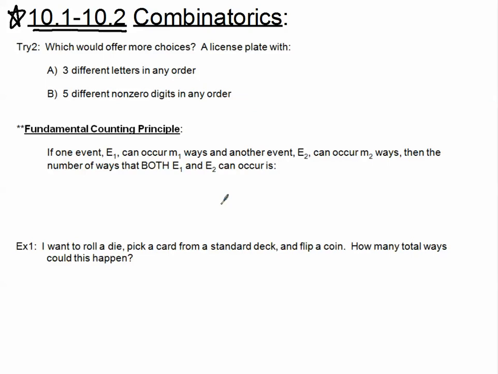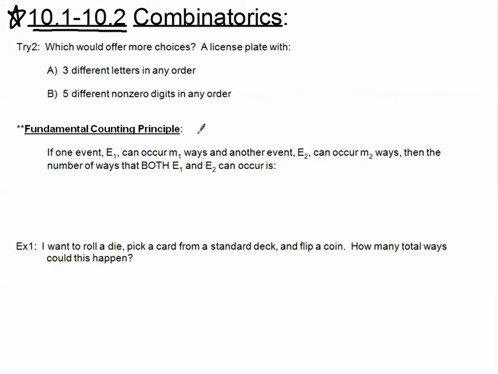So hopefully you've made your choice. I don't know if you've chosen A or if you've chosen B. We're going to find out at the end of this lesson which one of these offers more choices. So this tutorial is going to talk about the fundamental counting principle.